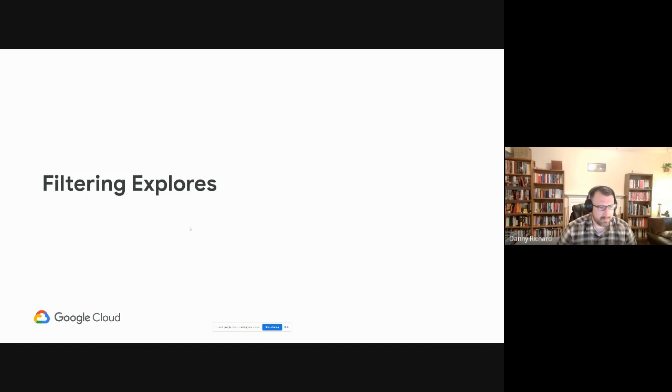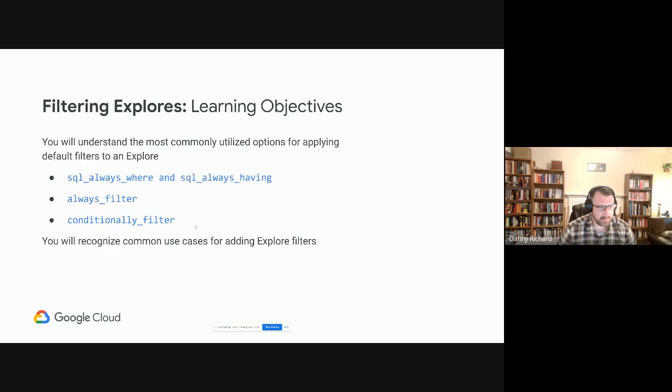Let's talk about filtering explores. There's three tiers of ways to filter on an Explore. The first two easy ways are using a SQL always where and a SQL always having statement. That is the basic way to filter an Explore, whether it be on a dimension or a measure. If it's on a dimension, you use SQL always where. If it's on a measure, it's SQL always having. And I'll talk about the other two later.